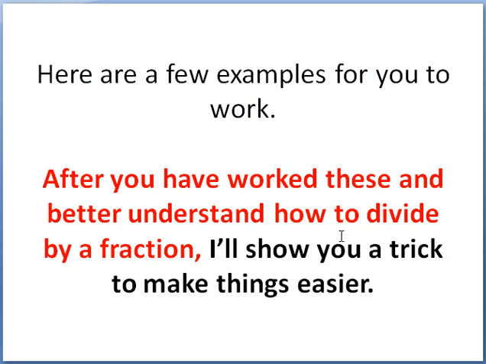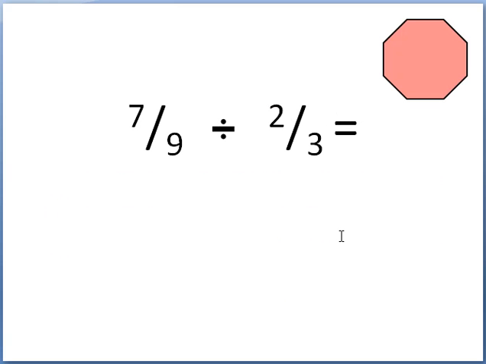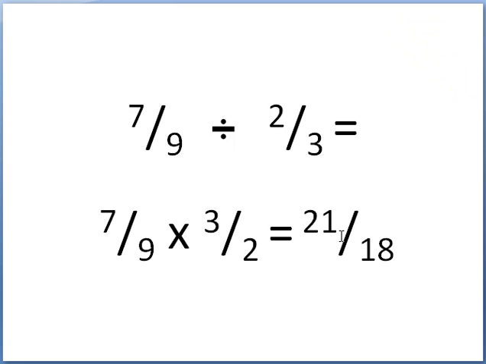After you've worked these and better understand how to divide by a fraction, I'll show you a trick that makes things easier. Here we have 7/9 divided by 2/3. You'll click on the stop sign above, try to work the problem, and then click on the stop sign again to see what answer you got. Click on the stop sign now. The correct answer, 7/9 times 3/2, is 21/18.